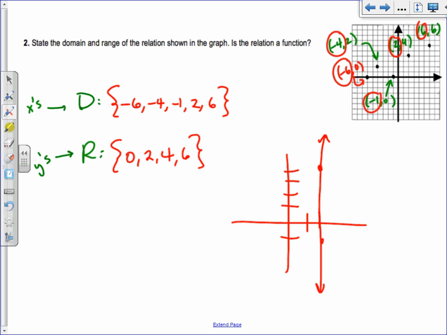So if you think about this, as you look at all these points, if I draw vertical lines through them, I'm only going through one point, right? I don't have 2 points on the same line. So it is a function then. All right, so let's do the next.